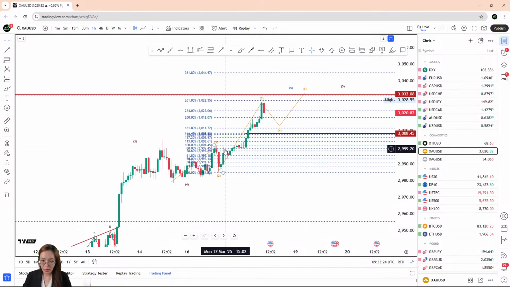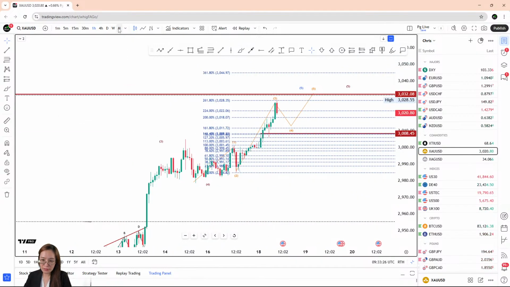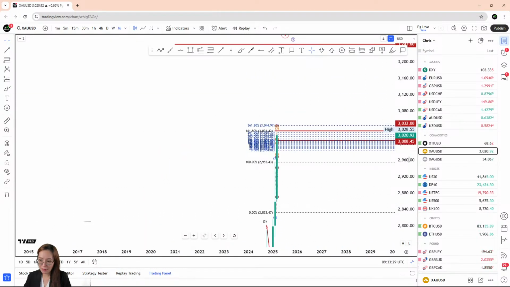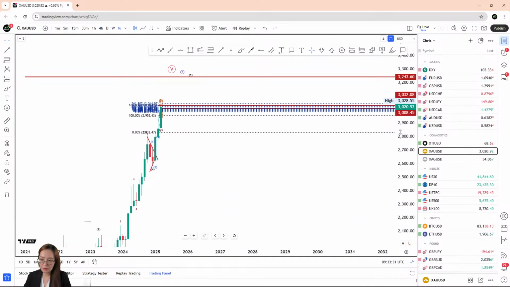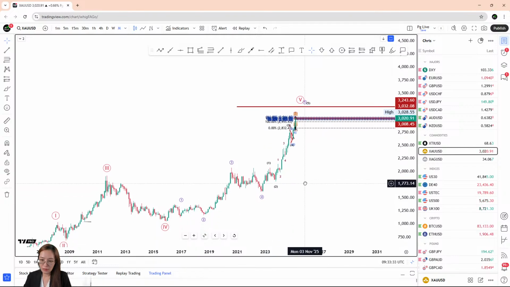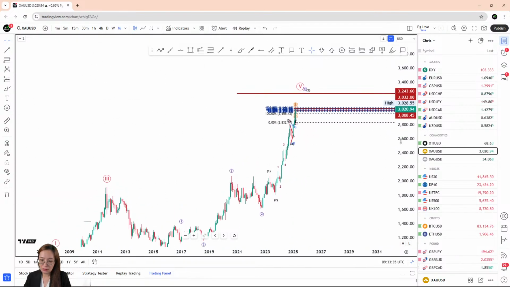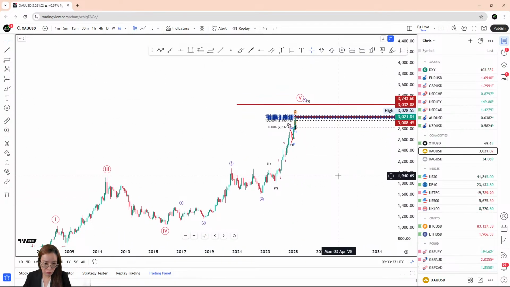I have that as well. I label all the waves using the monthly time frame, all the way down to H1 and H4.